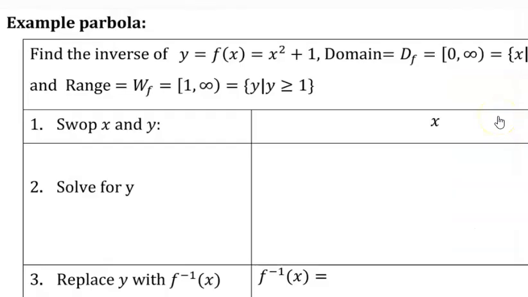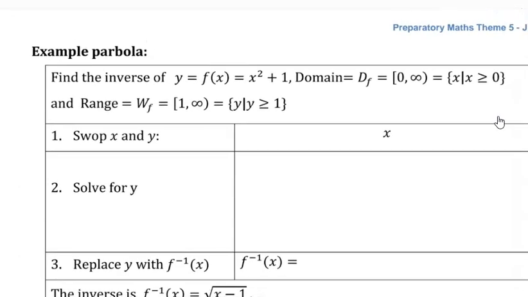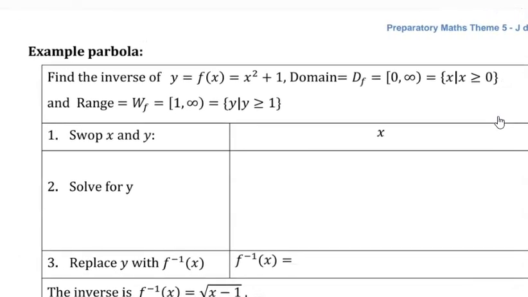Let us look at the parabola, and we are going to use the right hand side of the parabola. So the domain is all x greater or equal to 0, and because we have x squared plus 1, we shifted the graph 1 unit up, so the range will start at 1. So everything from 1 up to infinity.